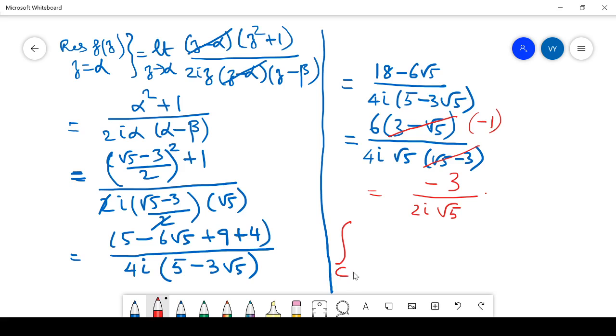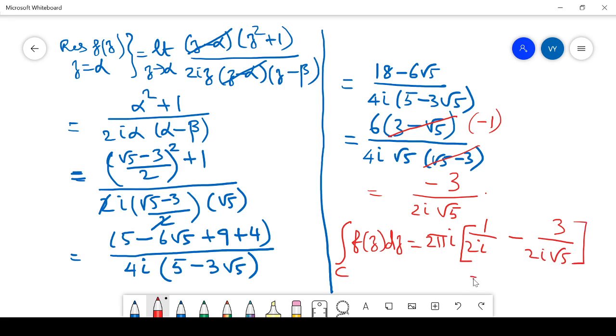So the value of the integral over C of f of z dz will be 2 pi i, okay, into 1 by 2i, the residue at 0, and this will be minus 3 by 2i root 5, which turns out to be pi into 1 minus 3 by root 5. So the value of the given integral will be pi into 1 minus 3 by root 5. With this, we complete the evaluation of the given integral.